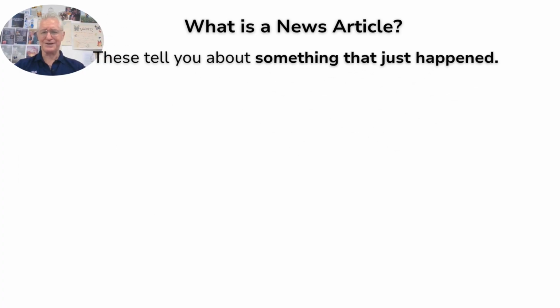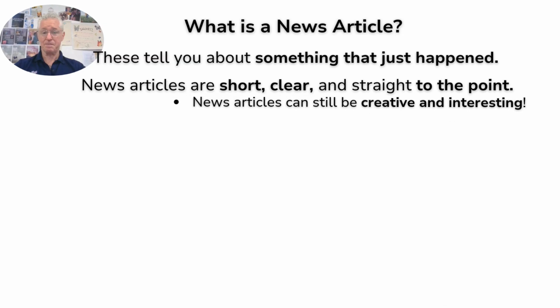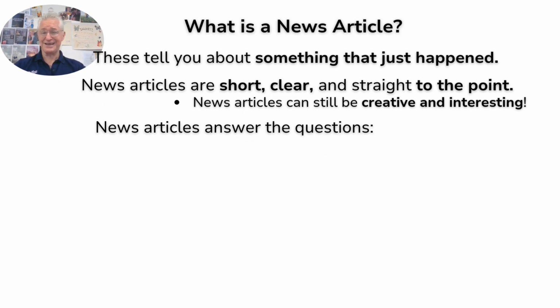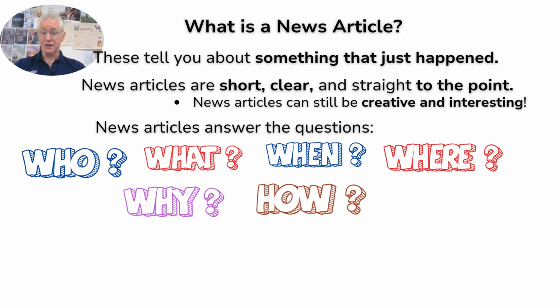Well, it's an article that tells you about something that just happened. They're short, clear, and straight to the point. They can still be creative and interesting, though they're brief, clear, and to the point. News articles answer 6 questions, the 5 W's and an H: who, what, when, where, why, and how.